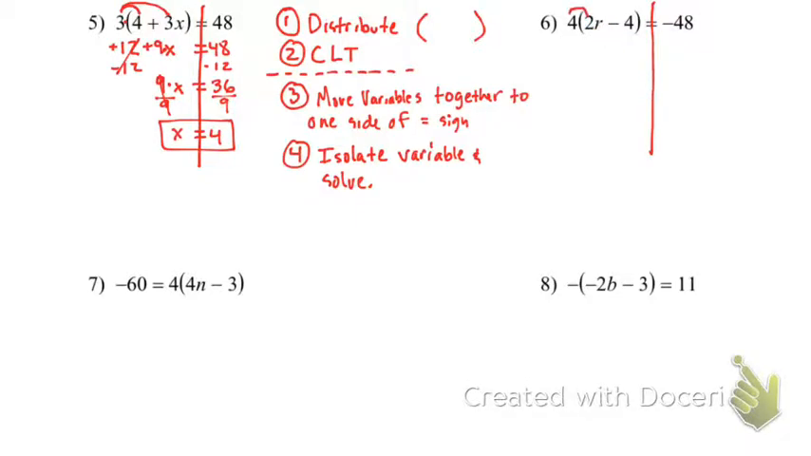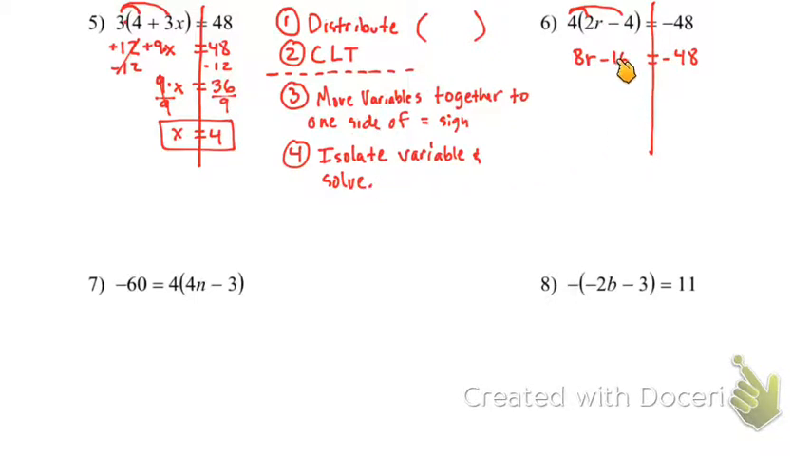4 times 2 is 8, and then the r comes along for the ride. And then 4 times negative 4, negative 16, equals negative 48. So no like terms here, so we don't have to do step 2. No distributing or like terms here, so we're done with steps 1 and 2 for both sides. Step 3, we only have one r. There's no r's on opposite sides, so we're good for step 3.